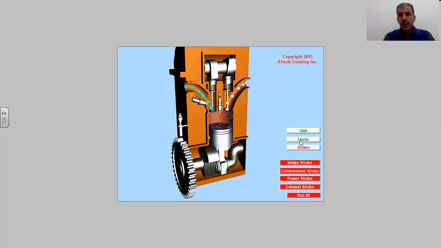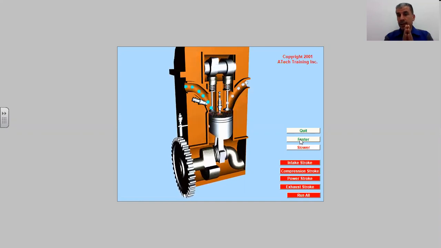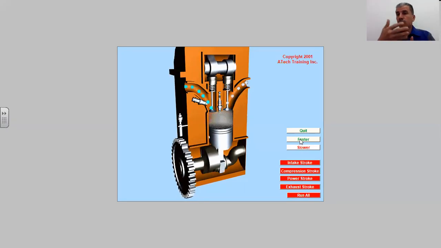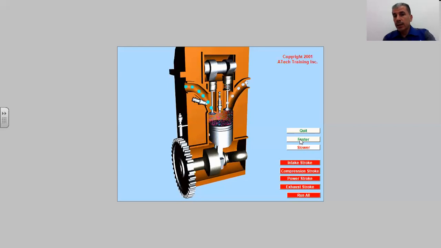Here, we will get faster operation of the engine. See the engine, how it works. It takes a mix of fuel and air. It gives a spark, makes a burn, and moves the piston down. This rotation will run the engine, see.